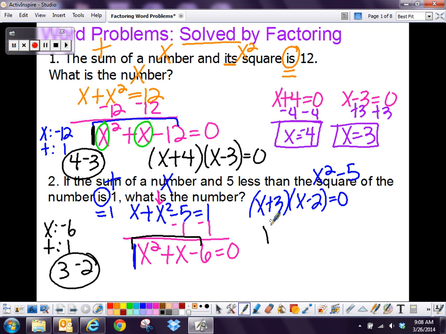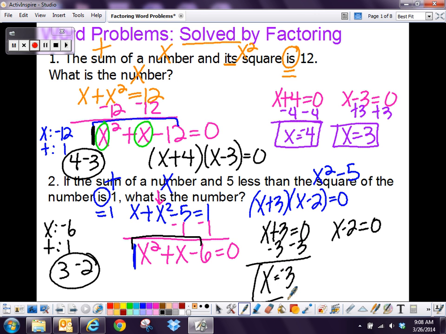So I'm going to take each one of these and set them equal to 0. x plus 3 equals 0, and x minus 2 equals 0. Subtract 3 on the first equation, and we get x equals negative 3. Add 2 on the second equation, we get x equals 2. And those are our two solutions here. If we were to take those each and plug them in for the x's, then they should both work in the equation.